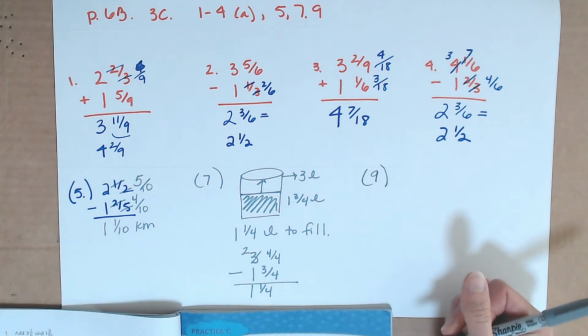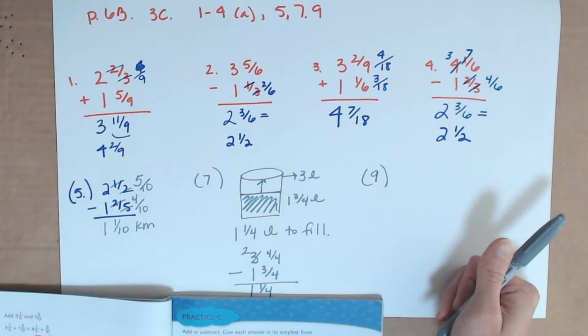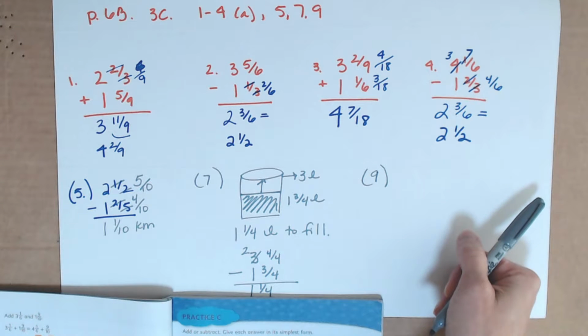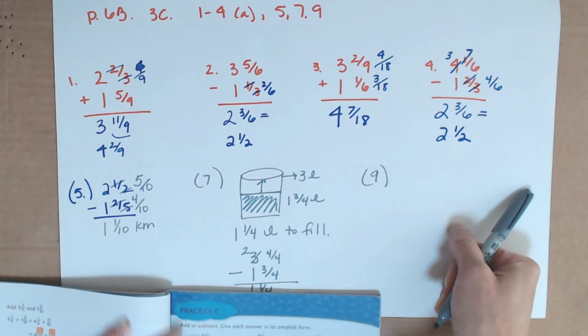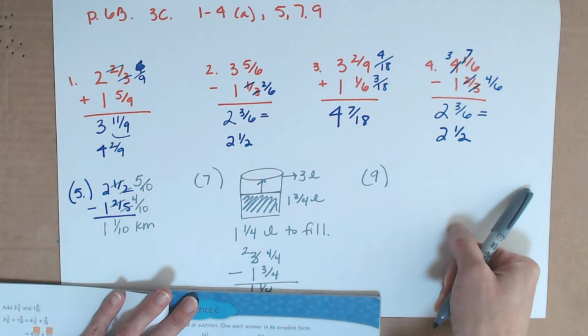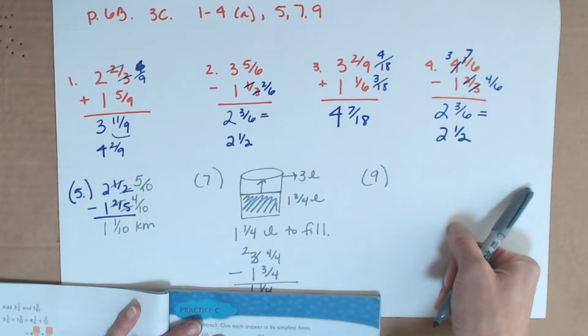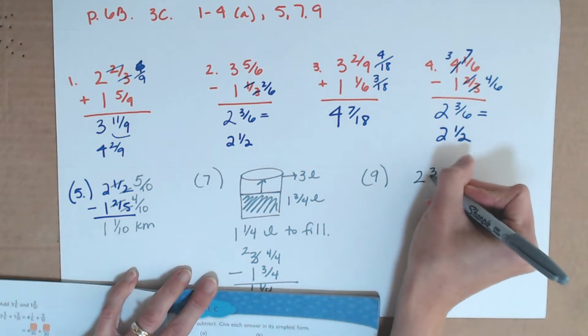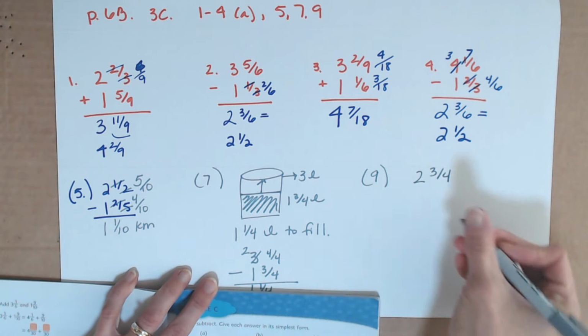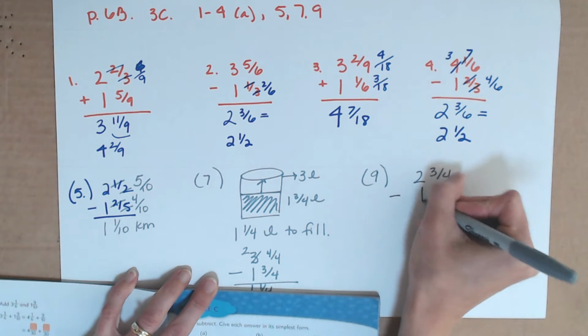Number 9, the total length of 2 ribbons is 2 3/4 meters. If one ribbon is 1 1/3 meters long, what is the length of the other ribbon? So if the total is 2 3/4 and one of them is 1 1/3, we can just subtract to find the other ribbon. So we take 2 3/4 and we subtract 1 1/3.